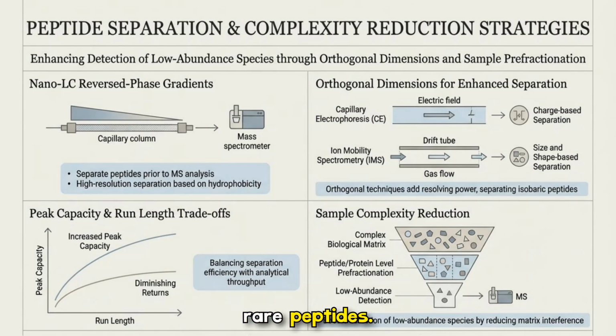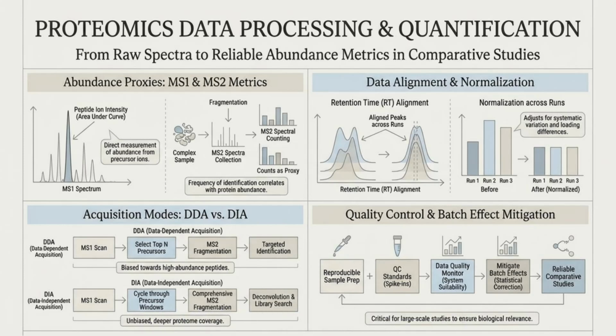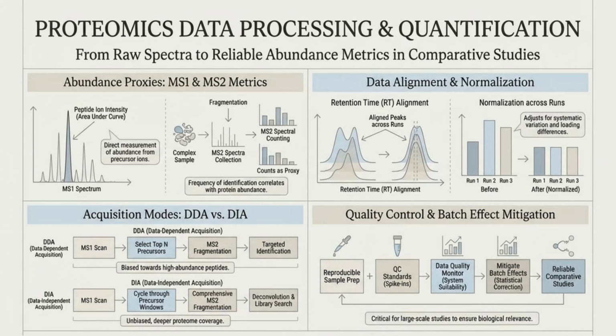Turning raw spectra into reliable abundance metrics requires careful processing, MS1 and MS2 proxies, retention time alignment, and normalization across runs. The slide contrasts DDA and DIA acquisition modes and underlines the importance of quality control and batch effect mitigation so that comparative studies yield reproducible, biologically meaningful results.